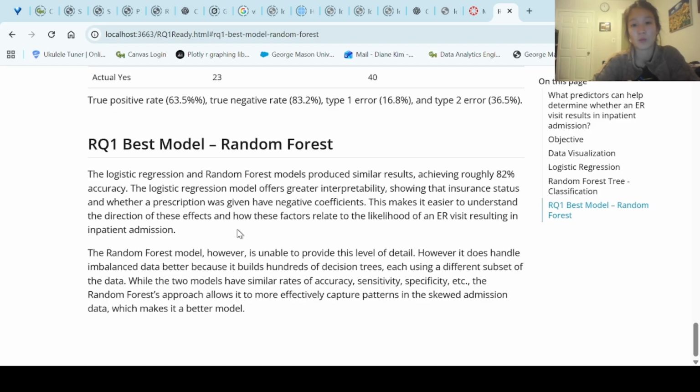In the random forest model, we were able to see that having insurance was a strong predictor, but we were not able to see which way it predicted whether it was more likely or less likely for a patient to be admitted inpatient. But overall, for the best model, I chose the random forest model because it's able to handle imbalanced data better, because of the way the model is designed, building hundreds of decision trees, each using a different subset of data. So I chose the random forest model as the best model to answer this research question.